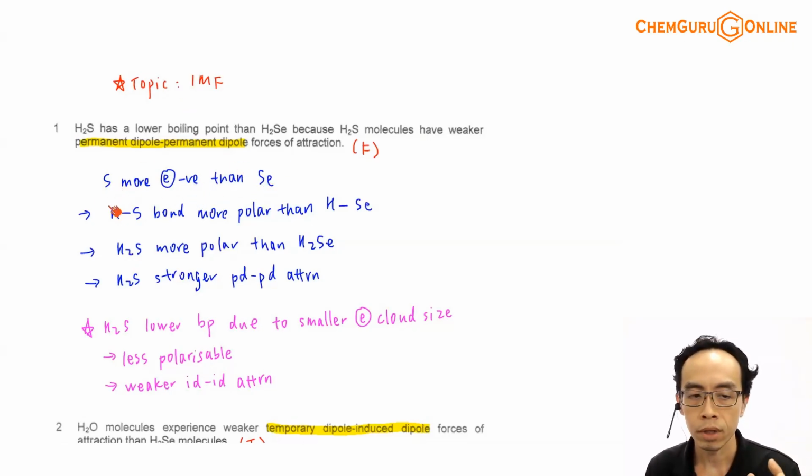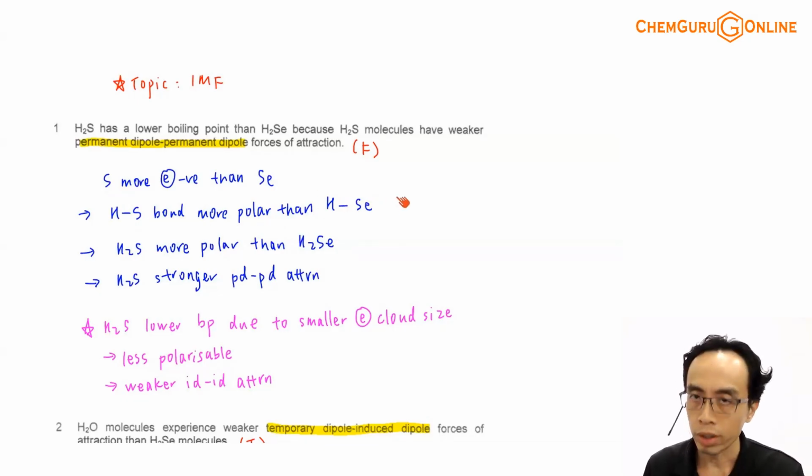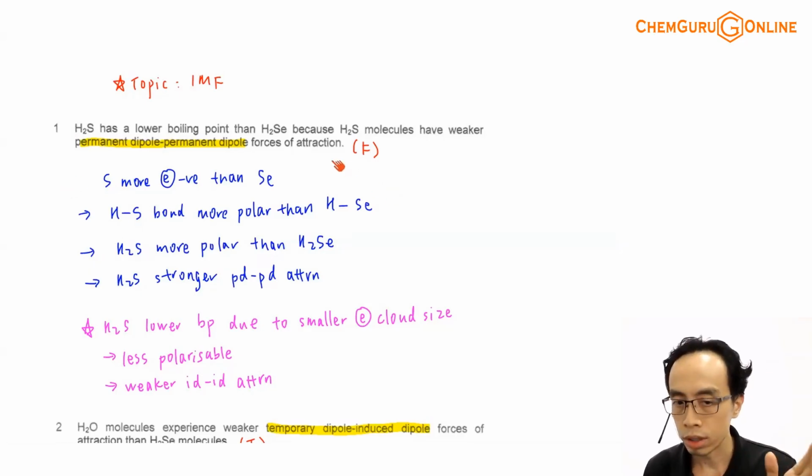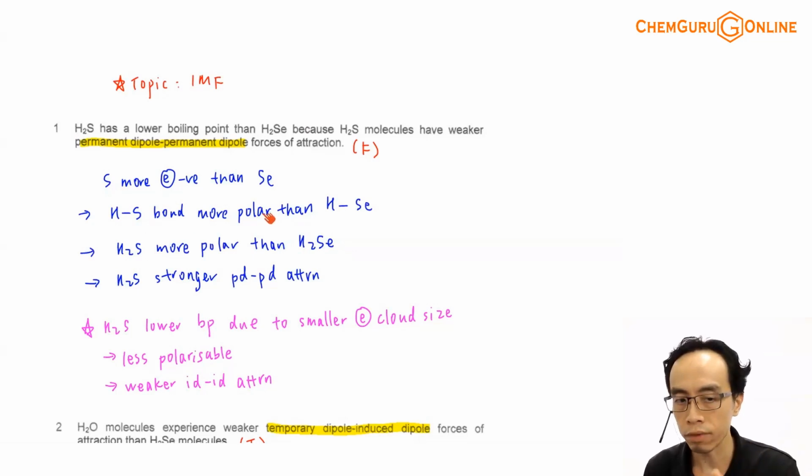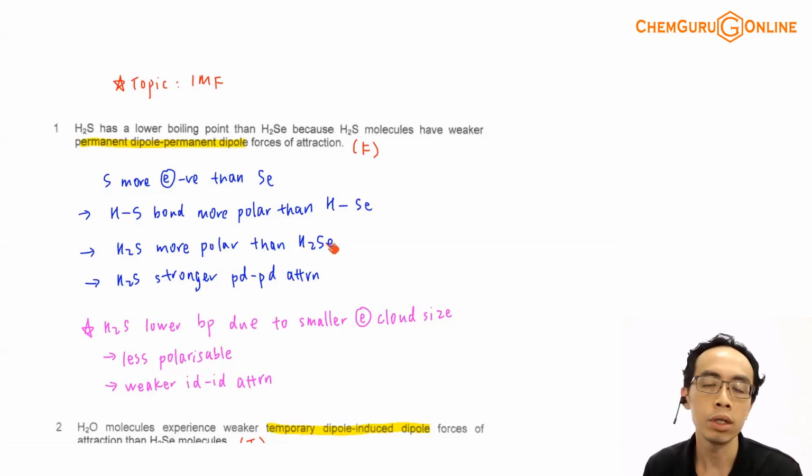So this will mean that the H-S bond will be more polar than the H-Se bond. If sulfur is more electronegative, then the difference in electronegativity between sulfur and hydrogen will be bigger as compared to selenium and hydrogen. So the bond will be more polar. If the H-S bond is more polar, then it will also mean that my H2S is a more polar molecule than H2Se. So this would mean that the permanent dipole interaction for H2S is supposed to be stronger.